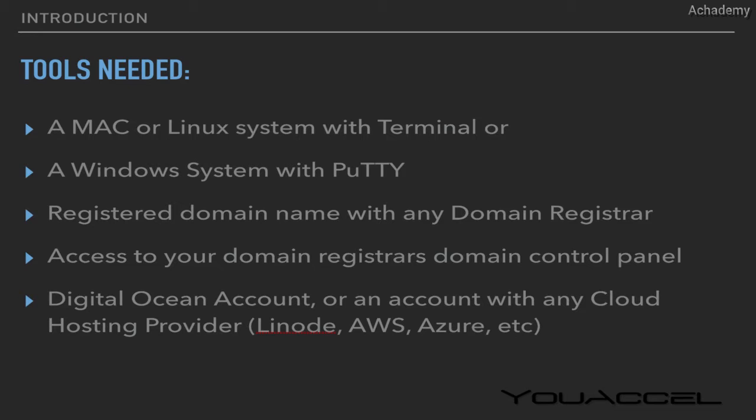For this class, you'll need the following items: a Mac or Linux system with terminal or any command line console of your choice. If you're on a Windows machine, you'll need to download PuTTY SSH client. You'll need the domain names for each site that you want to host on your DigitalOcean droplet. This means you must have the domain names registered and accessible. If you do not have domain names, you will not be able to install the SSL certificate or test your configuration.